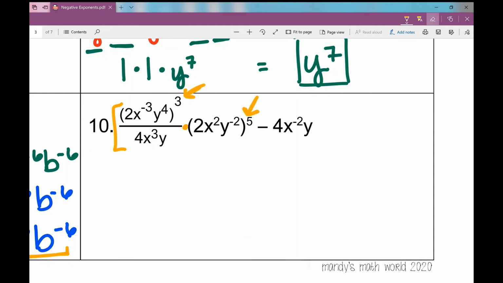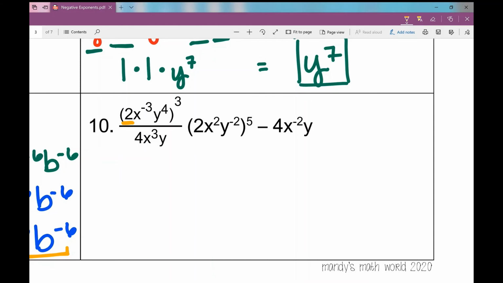Okay, so when we think about our exponent rules, the first thing I need to do is figure out the value of this. What's the value of this? So I need to apply my power rule. Get rid of those parentheses. So let's do that in our numerator up here. 2 to the power of 3. What is that? So we're raising everything to the power of 3.